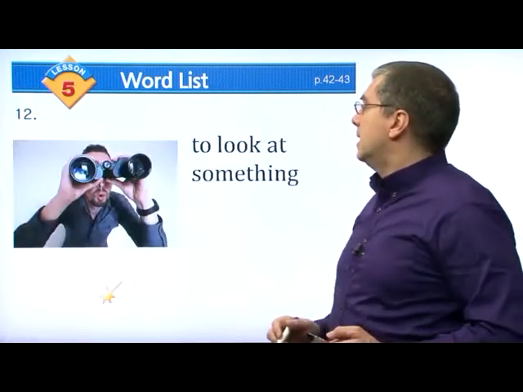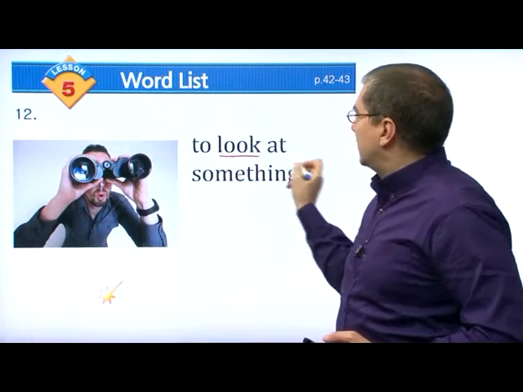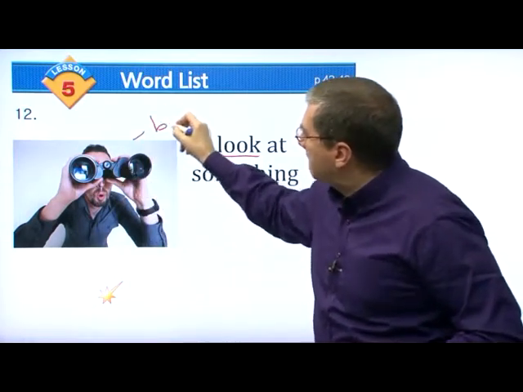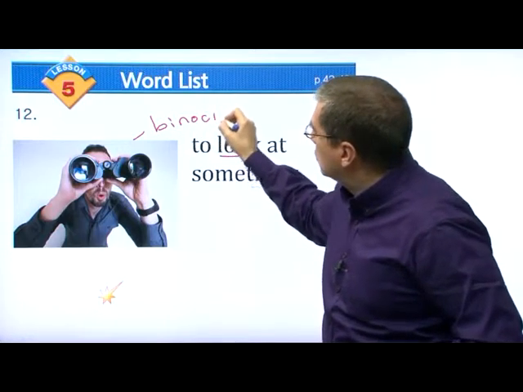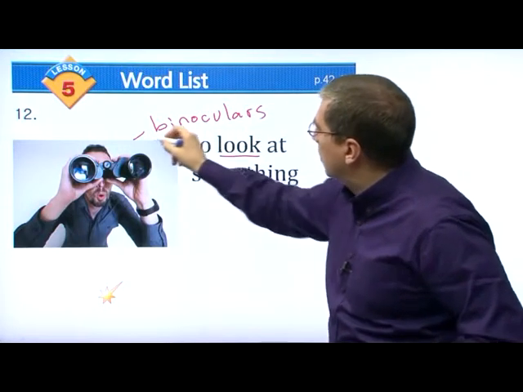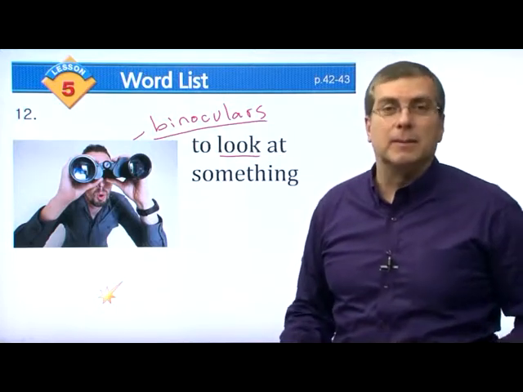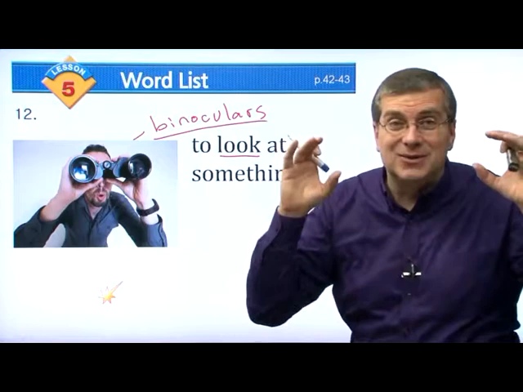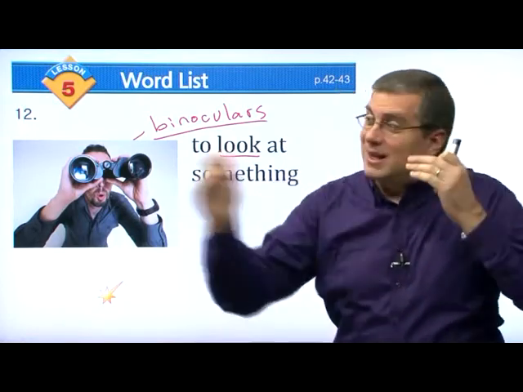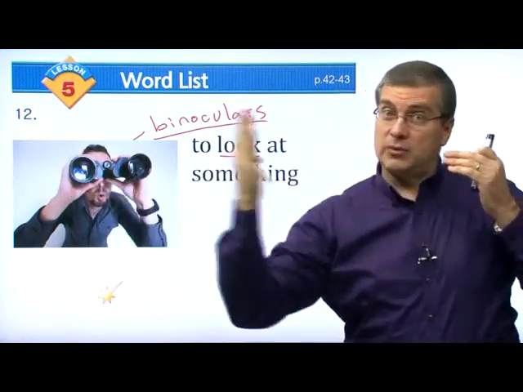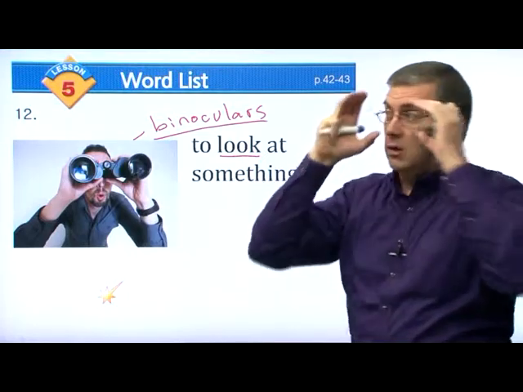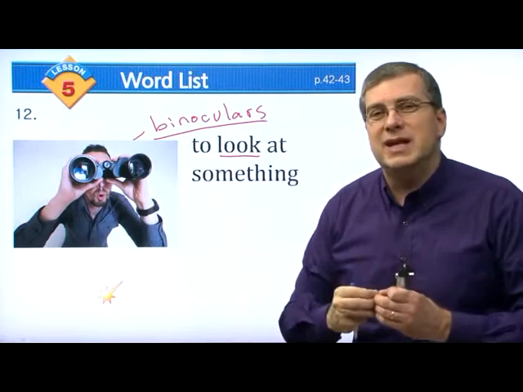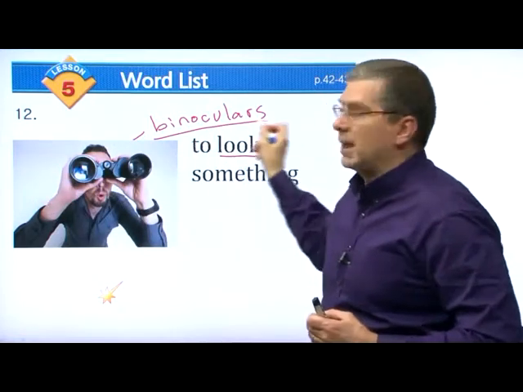Okay. Then we have to look at something. To look at something, wow, he's using, by the way, these are binoculars. That's a big word. Binoculars are really big. They're like glasses, right? But they're really strong. They let you see things. Wow, it comes really close. Whoa, it's really close, and it's a lot bigger. So you can really see things that are far away with binoculars.